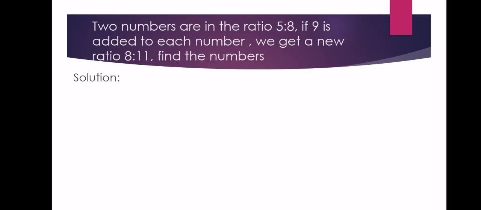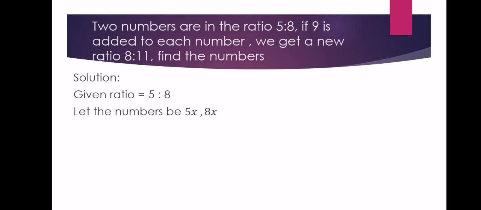Now, two numbers are in the ratio 5 ratio 8. If 9 is added to each number, we get a new ratio 8 ratio 11. Find the numbers. We know that 5 ratio 8 is the ratio. It is not representing the numbers which were in the ratio. Obviously the numbers should have something common which resulted in 5 ratio 8. So suppose that x is that common factor in the numerator and the denominator which is to be cancelled out to get 5 ratio 8.